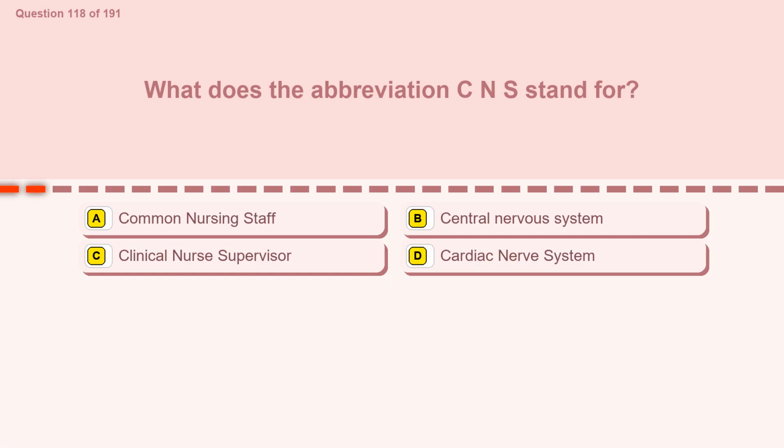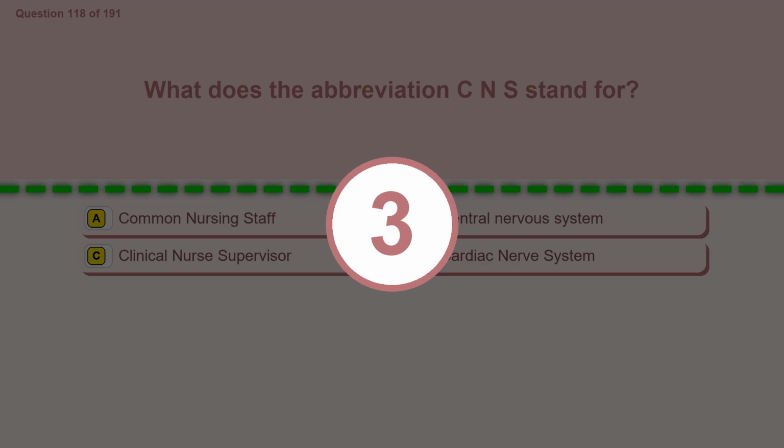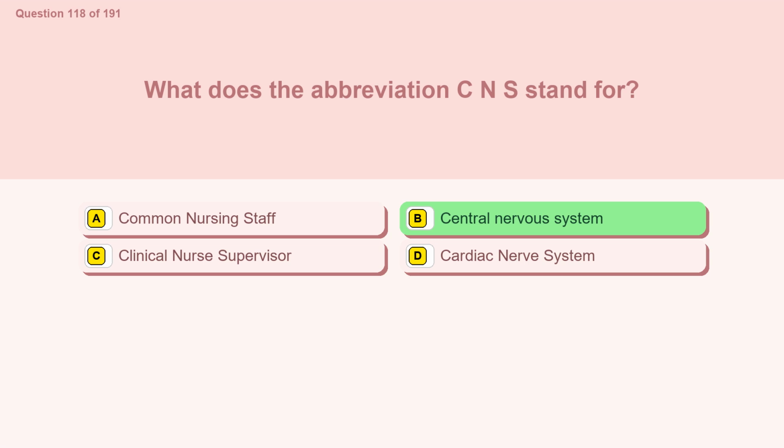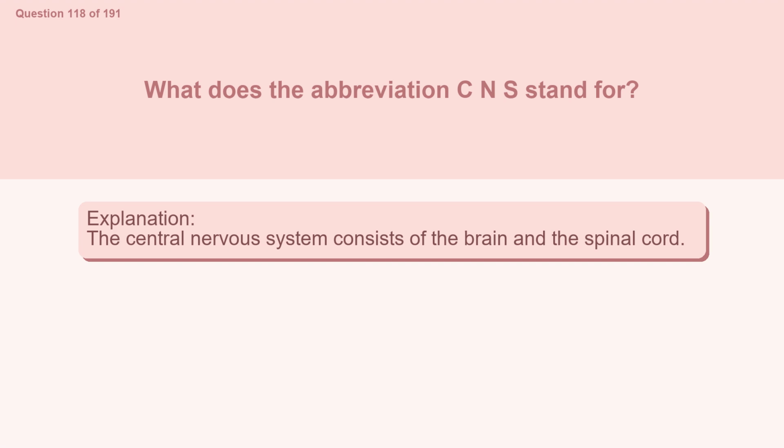Question 118. What does the abbreviation CNS stand for? Option A, Common Nursing Staff. Option B is Central Nervous System. Option C, Clinical Nurse Supervisor. Option D, cardiac nerve system. The correct answer is option B, central nervous system. The central nervous system consists of the brain and the spinal cord.